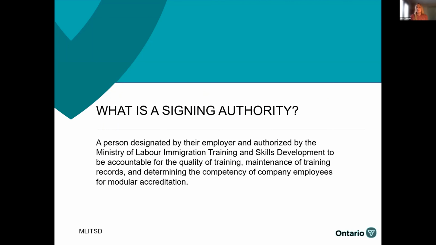So a signing authority is a person designated by their employer and authorized by the ministry to be accountable for the quality of training, maintenance of training records, and determining the competency of company employees for modular accreditation. So that signing authority is part of that employer, and they hold the responsibility for the training of all employees within those work areas that require the modular program training.